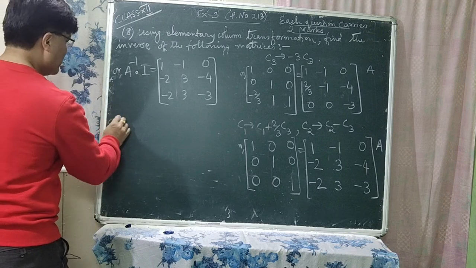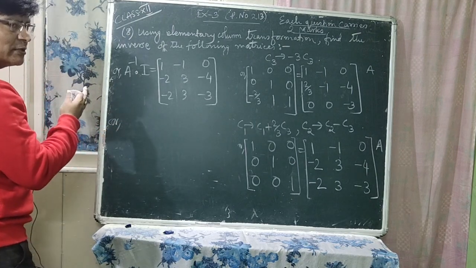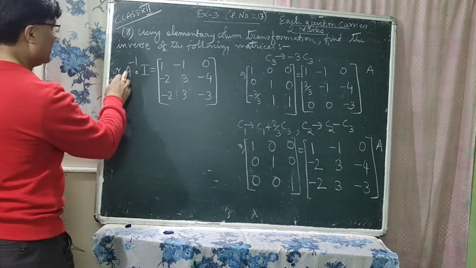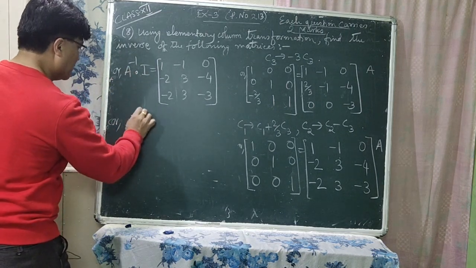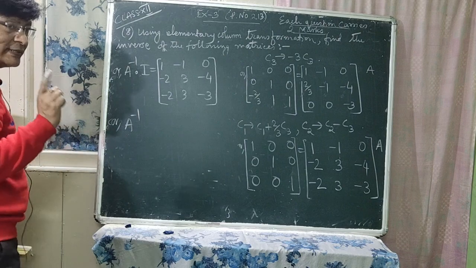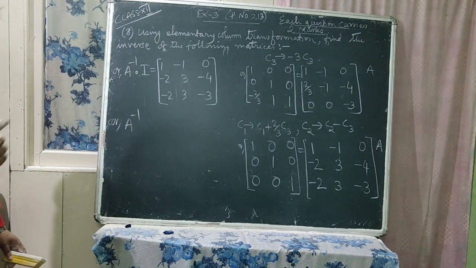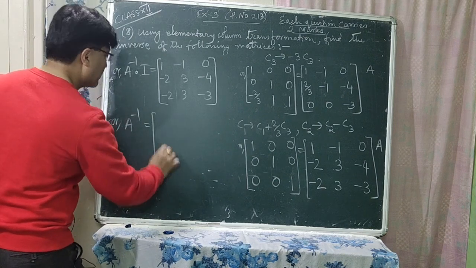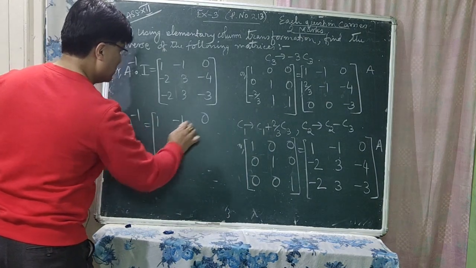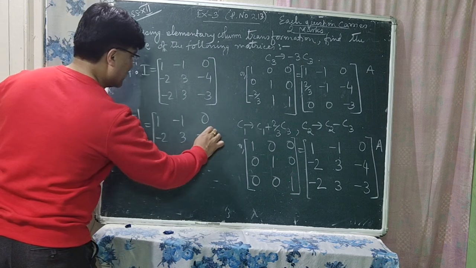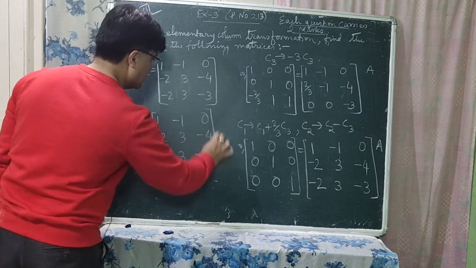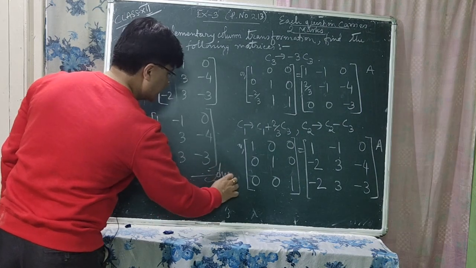Okay. What is A inverse dot I? You know from properties of matrices, A dot I is equal to A. So likewise, A inverse dot I is equal to A inverse, which is equal to, this is 1 minus 1 0 minus 2 3 minus 4 and minus 2 3, this is minus 3. So this is the answer.